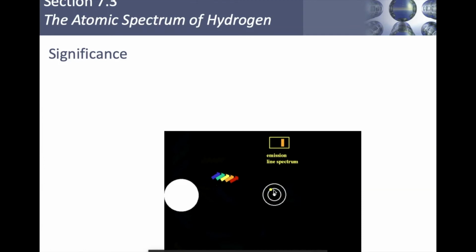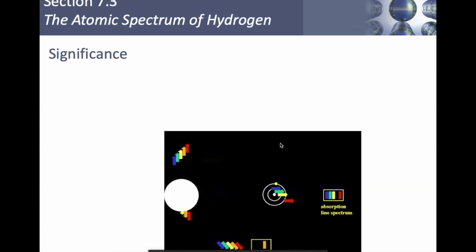We'd see all the colors of the rainbow except for that particular shade of orange. But if we were looking at it through that little prism from the perspective of the hydrogen here, what we would see is just the orange. That's all we would see. And so that's the significance of the atomic spectrum of hydrogen.